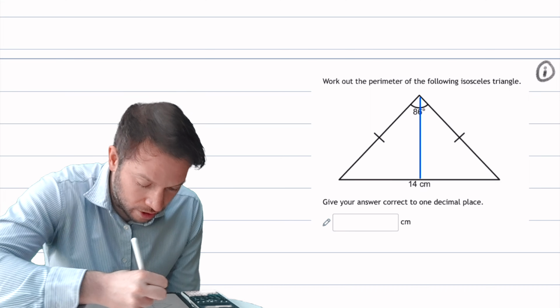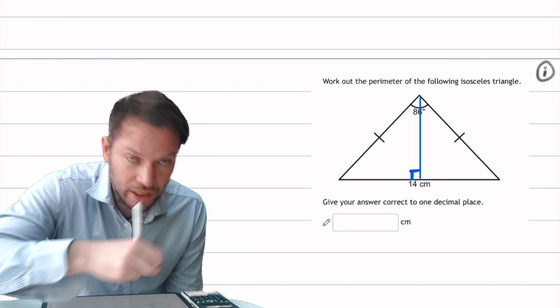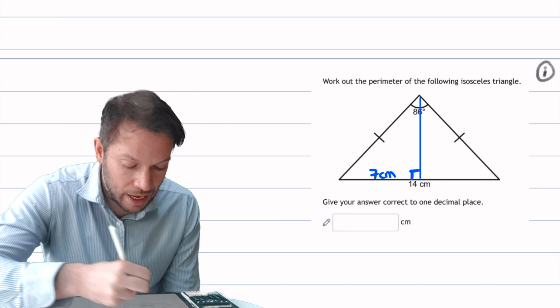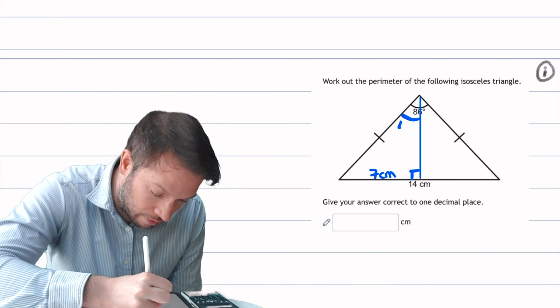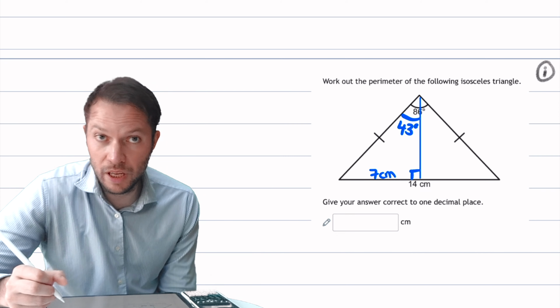So let's put in what we know. We know this is 90 degrees. If we halve that 14 at the bottom, because that's divided into two, it's bisected, that's going to be 7 centimeters here. And then that 86 is halved, it's bisected to get 43 degrees. And now we can work out some other side lengths.